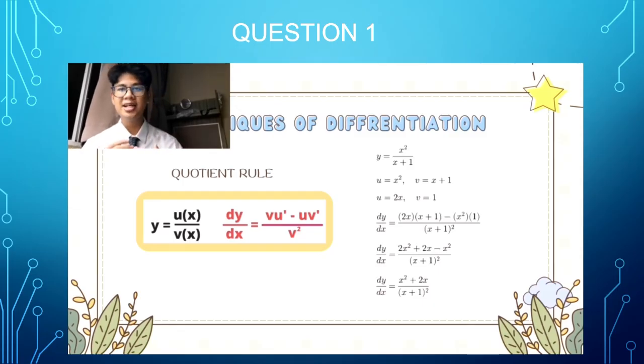As you can see in the formula, dy/dx equals (vu prime minus uv prime) over v squared. Now, always remember that whenever the question is given, u is always at the top and v is always at the bottom. In our case here, y equals x squared over x plus 1. Let's say u is x squared and v is x plus 1. First we have to differentiate these two using the power rule that we just learned. After we differentiate the two expressions, we can insert them into the formula that I just mentioned. And after we apply it into the formula, we then have to simplify the answer, or else the answer will be known as incomplete.